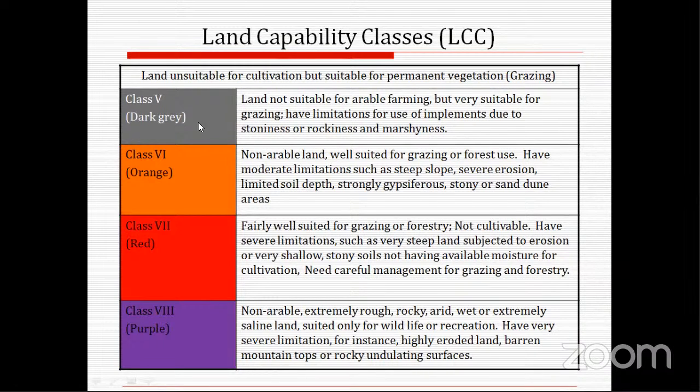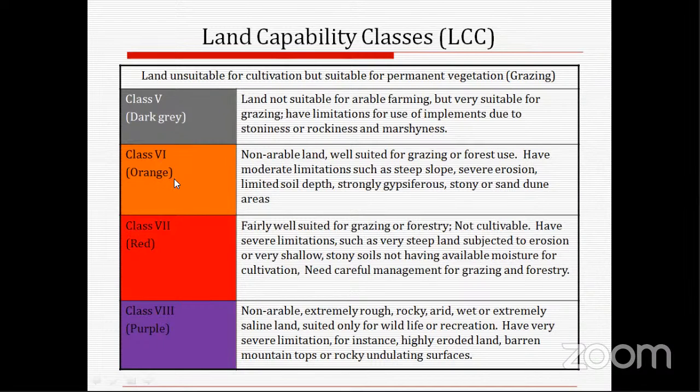Class 5 says these are not suitable for arable farming. We can't go for any farming, but it is very good for grazing purposes, and that too with limitations. We have to be very careful. The only problem in this land, students, is that there will be heavy stoniness and rockiness to move the implements. If you want to move any agriculture implement, this type of land will be very rocky and stony, so it is very difficult. This is a problem. But these soils are not good for arable farming, though good for grazing. We can go for animal grazing.